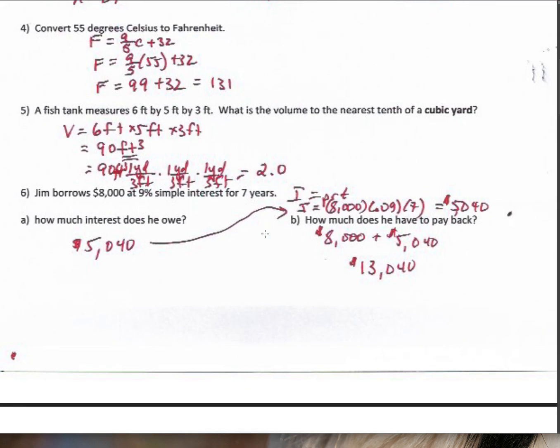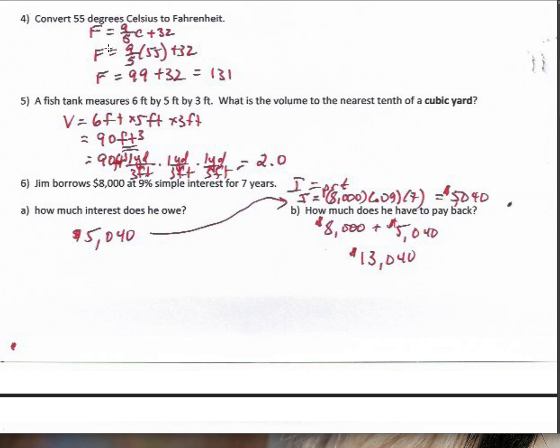Next up, convert 55 degrees Celsius to Fahrenheit. There's your formula. F is 9/5 C plus 32. You should have that on your phone handy for you when you take the test. Plugging in a 55, and I just take the calculator. 9/5 times 55 is 99, and plus 32 is 131.